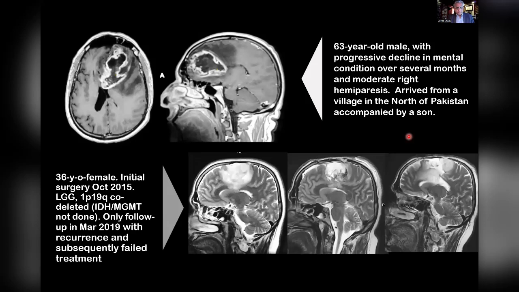The other person is a 36-year-old female. She came to me, and this is from 2015 to 2019, but this is something that has been repeated many times over the last 20 years. So she came to me in 2015. It was low-grade glioma, 1p19q codeleted. We did not used to do IDH and MGMT in those days. Her only follow-up, she came back to me after 2.5 years, and by that time it had recurred.